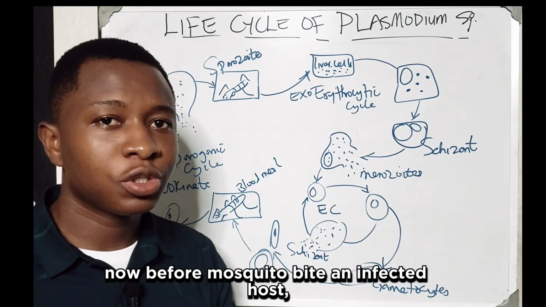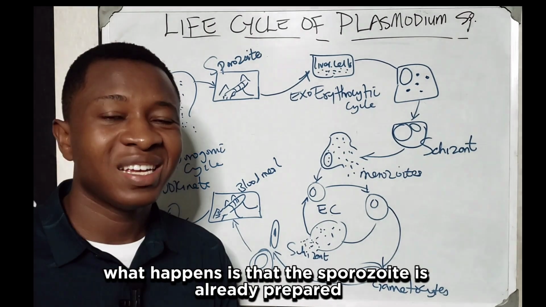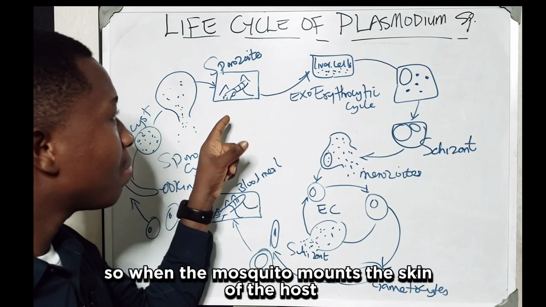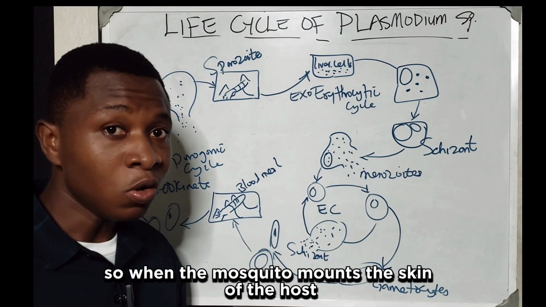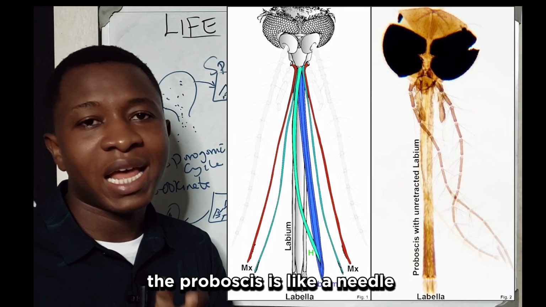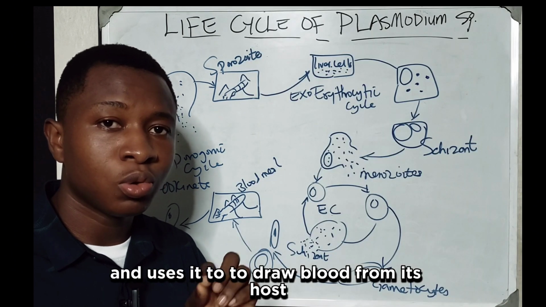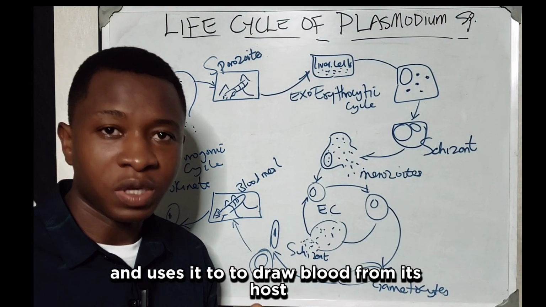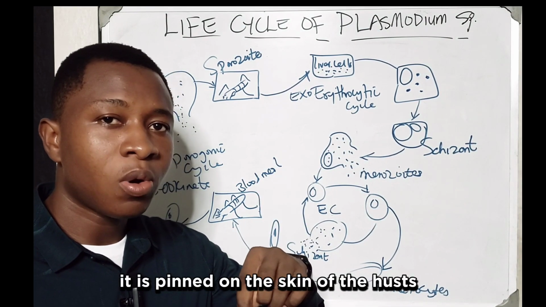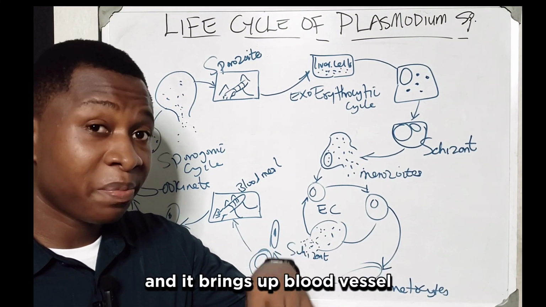Before the mosquito bites, the sporozoite is already prepared in the salivary gland of the mosquito. When the mosquito mounts the skin of the host, it unwinds its proboscis. The proboscis is like a needle-like structure that the mosquito uses to draw blood from its host. When that proboscis is unwound, it is pinned on the skin of the host, and it goes down until it finds a blood vessel, and it breaks that blood vessel.